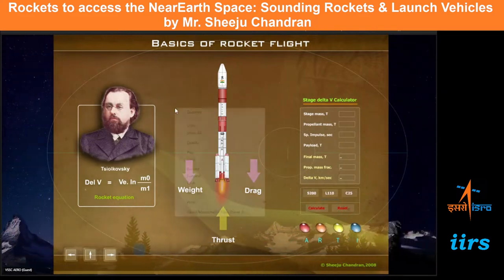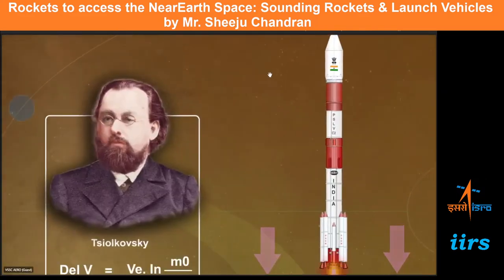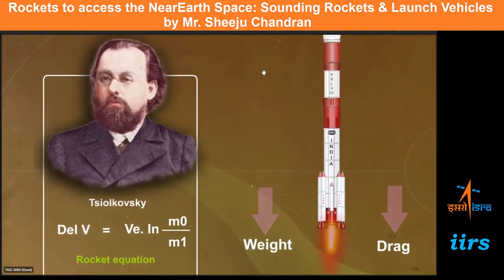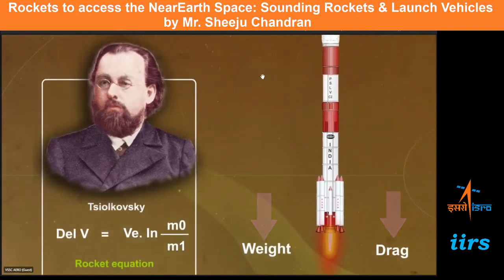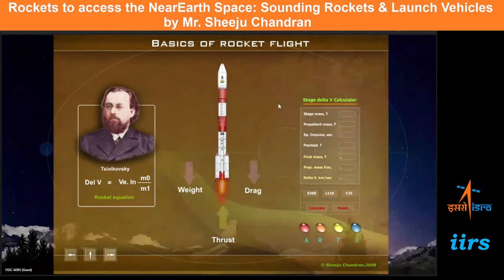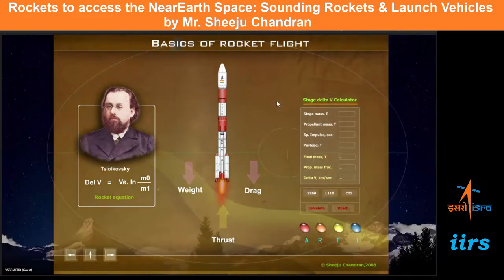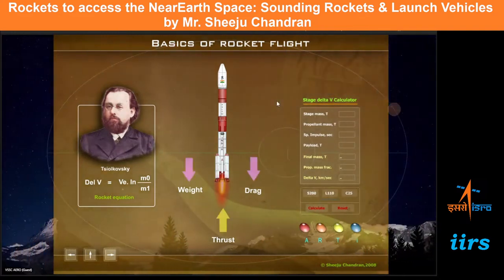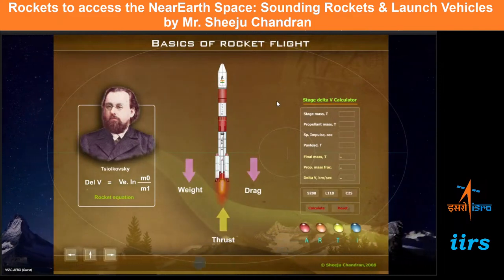So there is this gentleman you see in the picture. I hope it's still visible. His name is Konstantin Eduardovich Tsiolkovsky. He was a Russian school teacher. He postulated in the 19th century that if ever you have to go to outer space, you have to use a method called reactive propulsion. Let us see what reactive propulsion is.